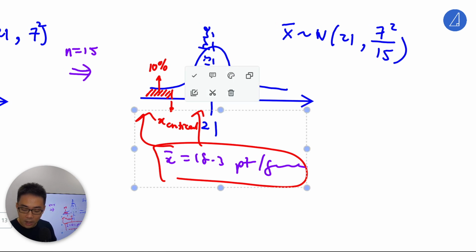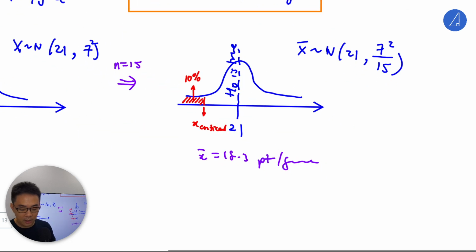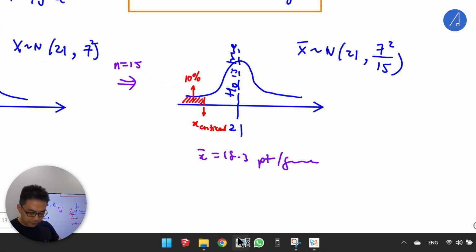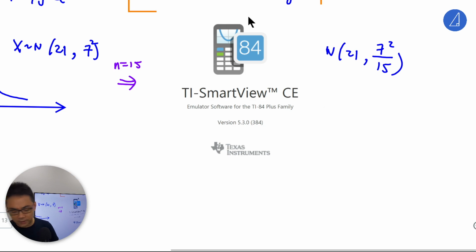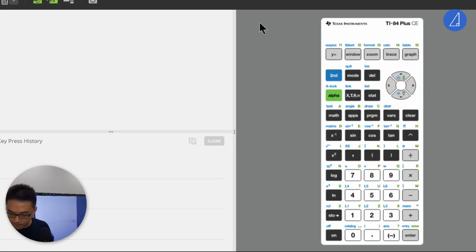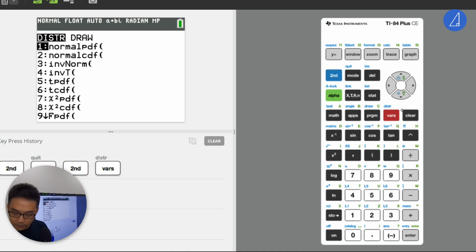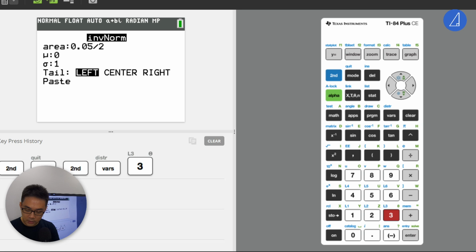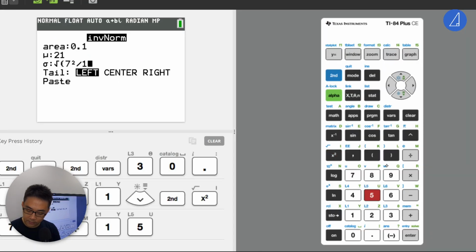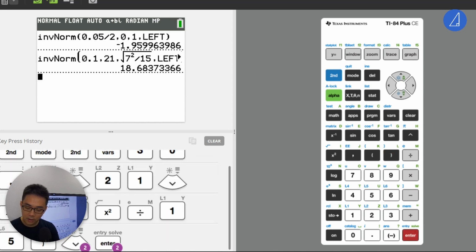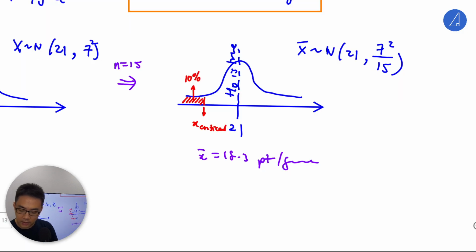So anyway, how to find this X critical here, you just inverse norm for this curve here. So I think what we do is we just inverse norm. Then you put area is 10%, so 0.1. Mu is 21. Then it will be square root of 7 squared divided by 15. Then you put left. 18.683. So this is X critical.